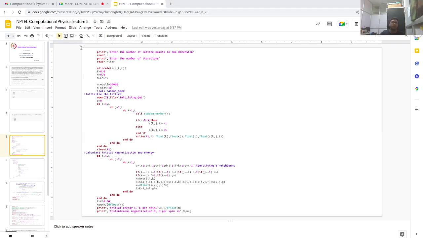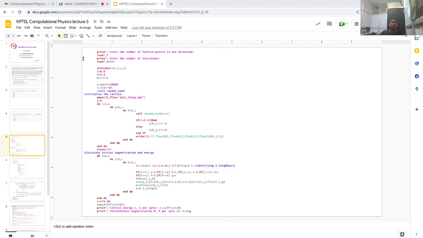So i plus 1, i minus 1, j plus 1, j minus 1, k plus 1 and k minus 1. Those are the coordinates for those spins, right, with i, j, k being the same for the successive spins.